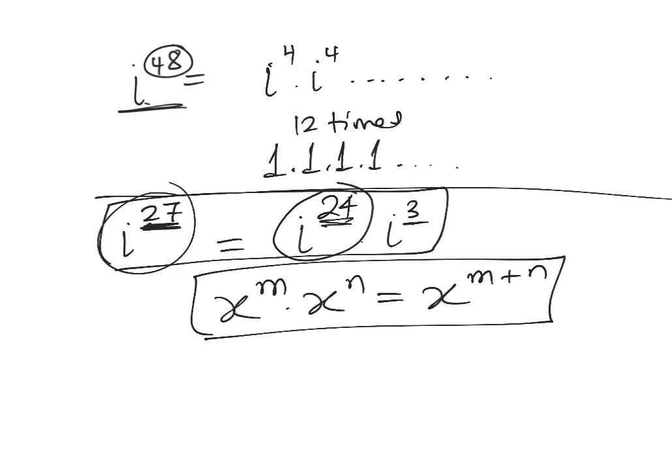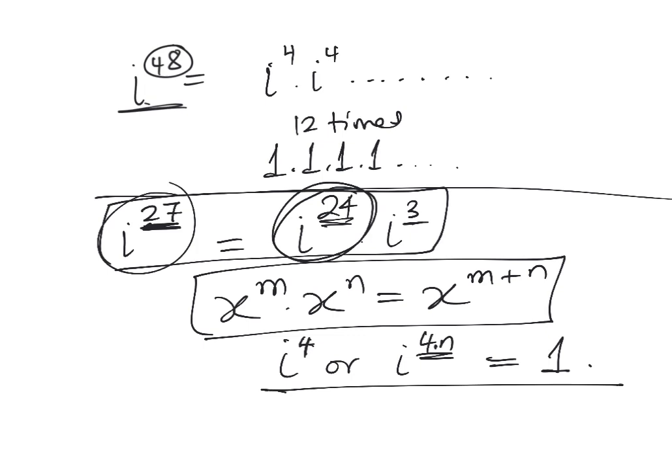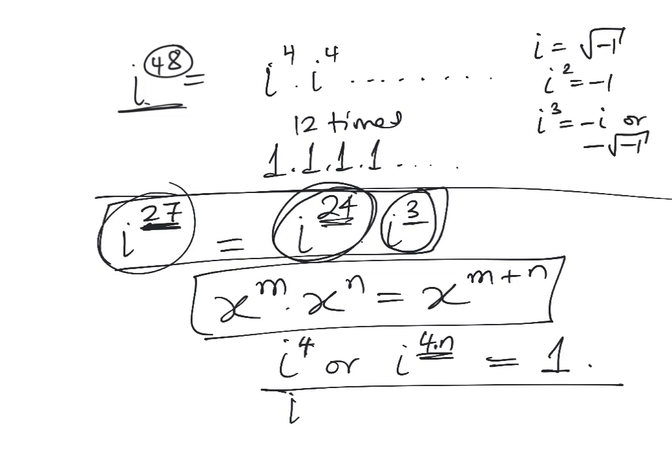And if this one is a multiple of 4, anything that is i to the 4 or i to the 4n, let's call it that, a multiple of 4, will always equal 1. Then you just deal with what's left over. In this case, i to the third. Remember from our pattern, we had i was square root of negative 1, i squared was negative 1, i to the third was negative i, or negative square root of negative 1, and i to the fourth was 1. So if it's i to the third, then that just becomes negative i. So the answer to i to the 27th is negative i.